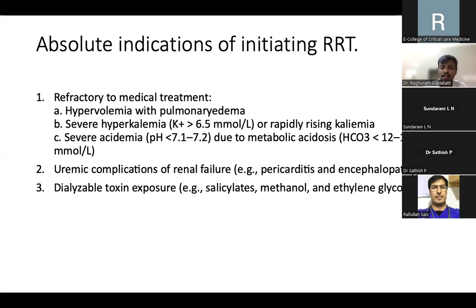So the most common absolute indications for dialysis are pulmonary edema, hypervolemia, hyperkalemia, severe acidemia. These are the commonly used, life-threatening indications. Or uremic complications like uremic pericarditis, uremic encephalopathy, or dialysable toxins. The most commonly dialysable toxins are salicylate, methanol, and ethylene glycol. So this is the absolute indication for RRT. Further discussion you can go through in your modules also.